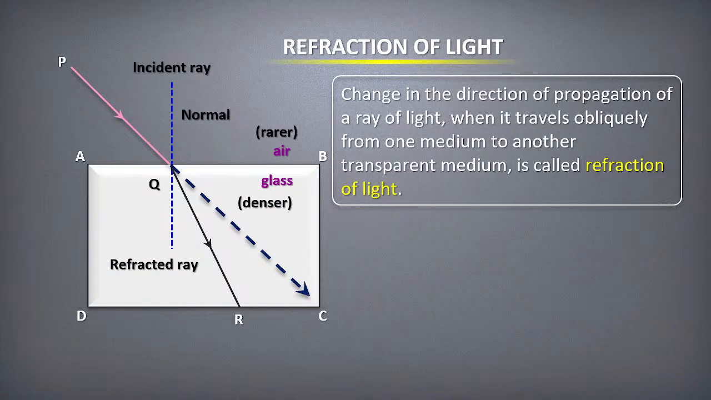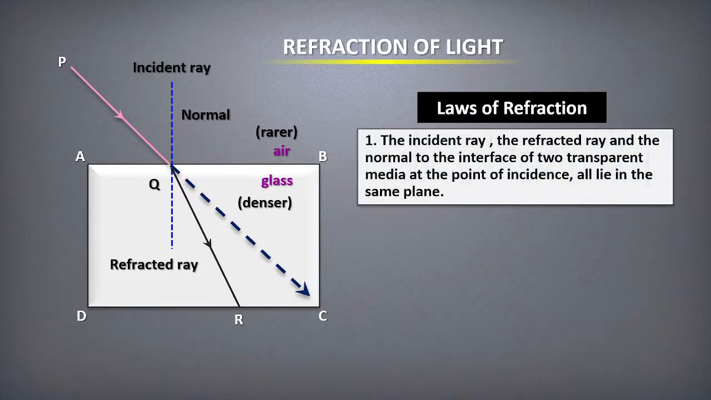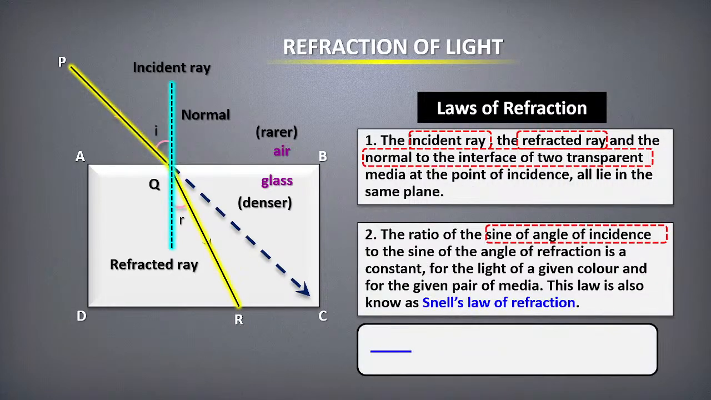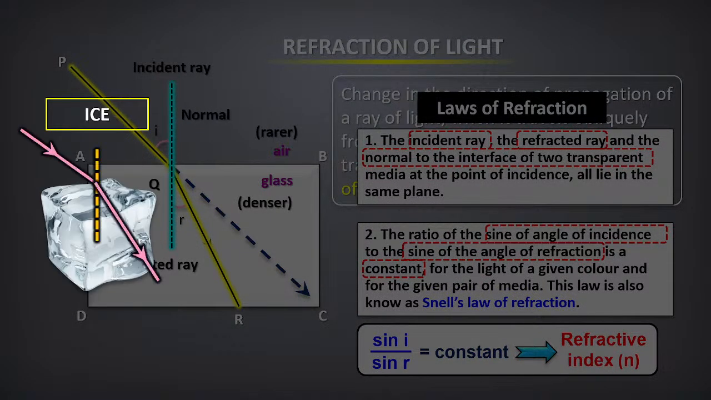Okay, look at this refraction of light. So tomorrow we'll continue from here. Laws of refraction. Like we have reflection, we have laws of refraction also. Almost the rules are same. But here you have sin i by sin r is always constant. This is called Snell's law. Correct? Okay.